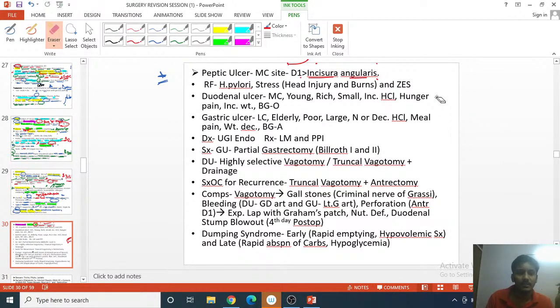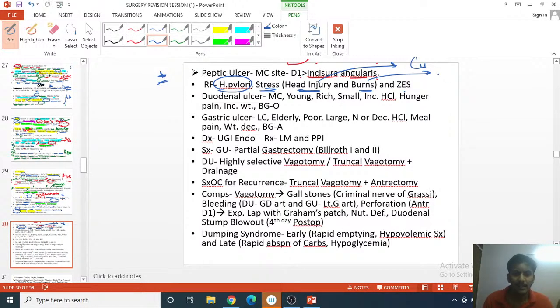Definitely as we have studied now, that is your H. pylori infections can be there. Stress. So stress में ulcers हो सकते हैं. Stress can be in two conditions. First is head injury and second is burns. So if in head injury the ulcers are there, they are known as, anybody? And in burns they are known as, दोनों टाइप कर लो.